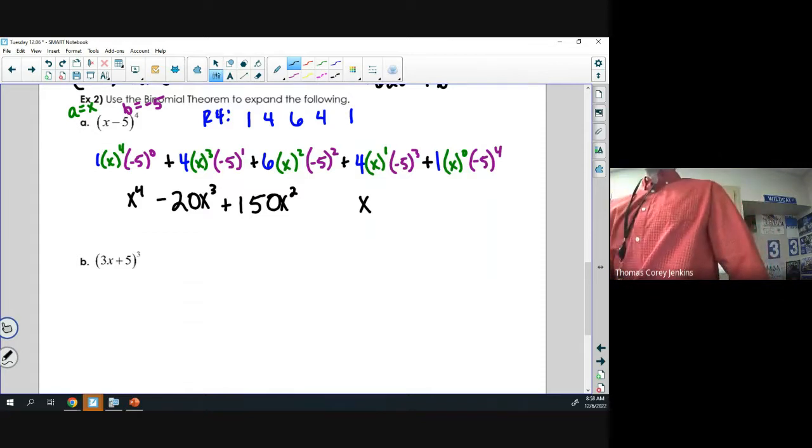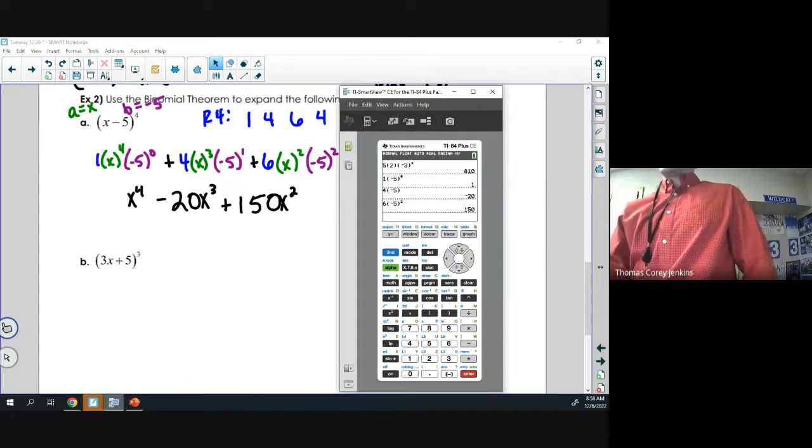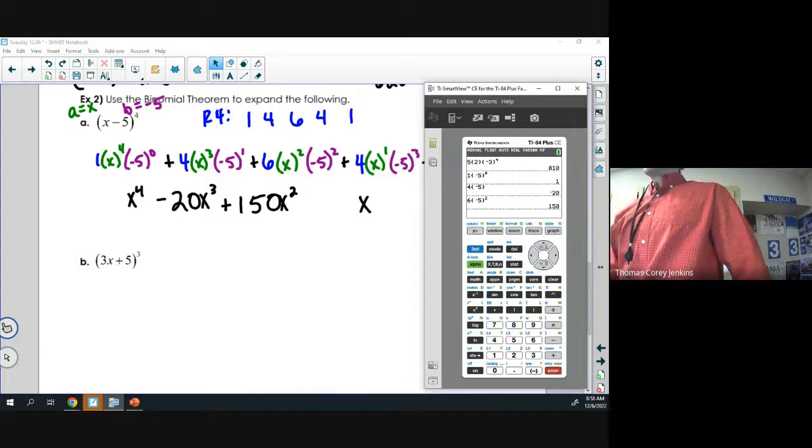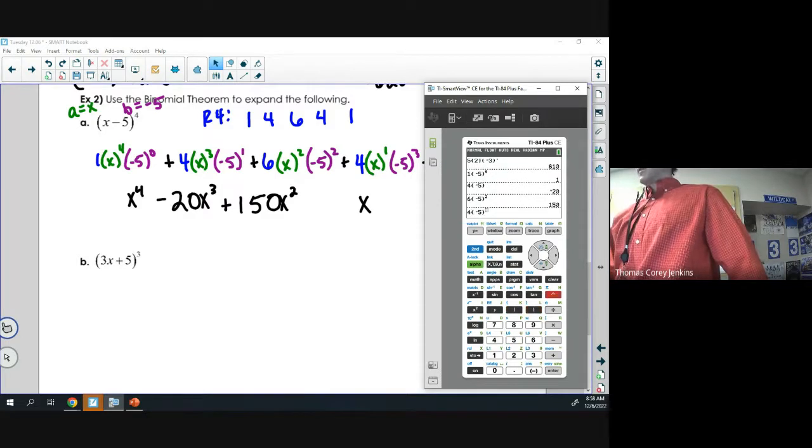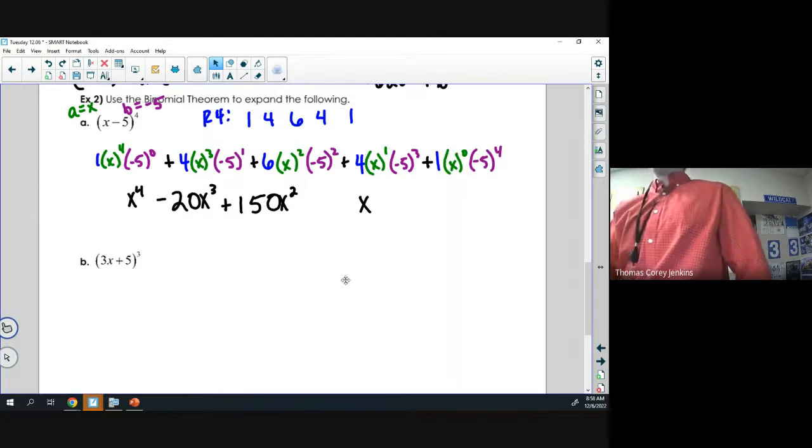So then we'll work on our coefficient for x, which is going to be 4 times negative 5 to the 3rd. 4 parentheses negative 5 to the 3rd. So that's minus 500.